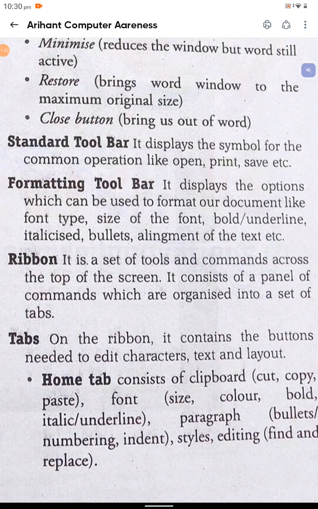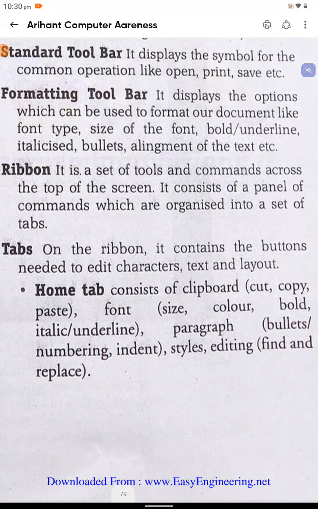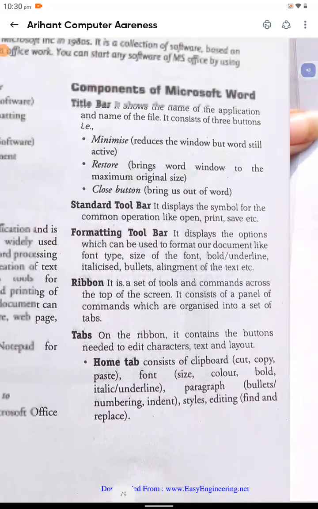Ribbon is a set of tools and commands across the top of the screen. It consists of a panel of commands which are organized into a set of tabs. Tabs on the ribbon contain the buttons needed to edit characters, text and layout. The Home tab consists of clipboard, cut, copy, paste, font size, paragraph, bullet, styles, editing, find and replace.